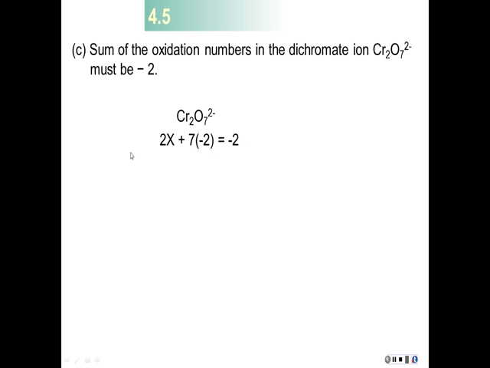So to work that out, multiply the 7 times -2, we get -14. Now we want to get rid of the -14, so we're going to add 14 to each side, which will give us 2X equals positive 12. And then we're going to divide each side by 2, so we get X equals positive 6. So then each chromium atom in the dichromate ion has an oxidation number of positive 6. They're not going to become any more complicated than this.